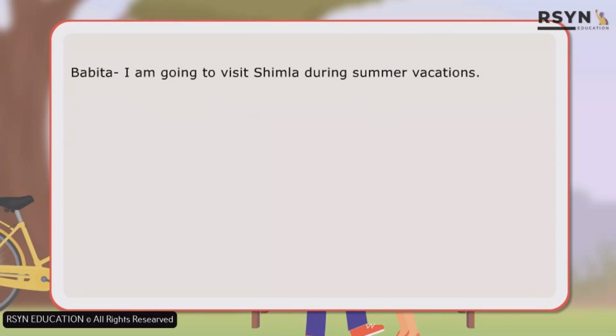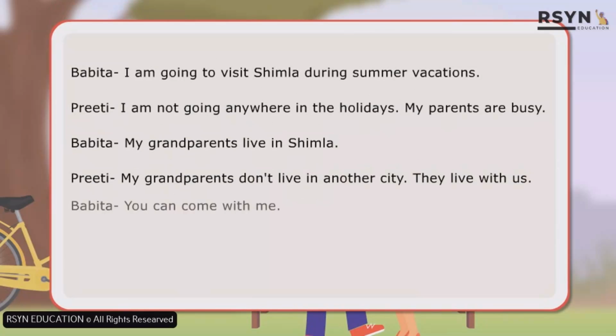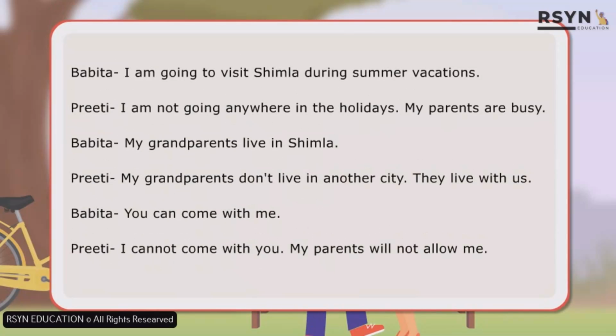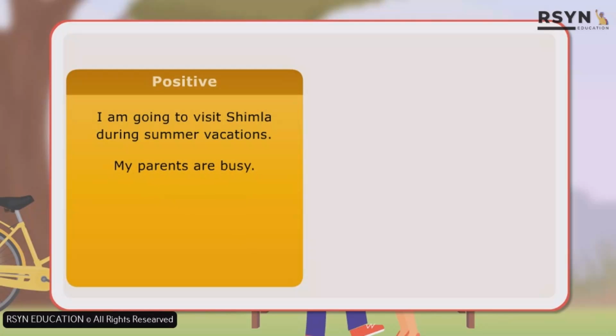Positive and negative sentences. In the dialogues, the girls have used several positive and negative sentences. These are examples of such sentences. Positive. I'm going to visit Shimla during summer vacations. My parents are busy. My grandparents live in Shimla. They live with us. You can come with me.